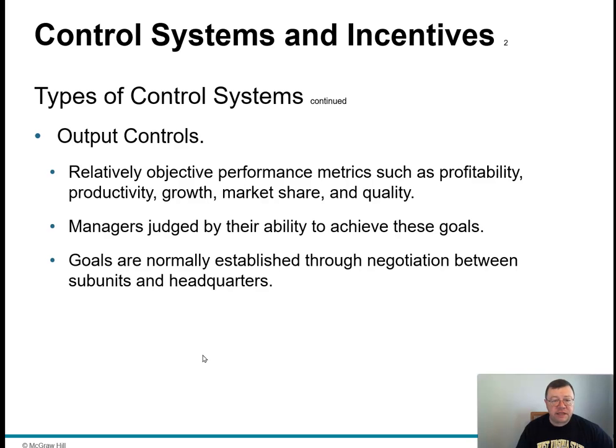Another type of control is output control. I don't care how you do it, you just get it done. Work at home, fine. You're on, no contact with me, no rules. But at the end of the day, I expect to see results. That's a control mechanism.